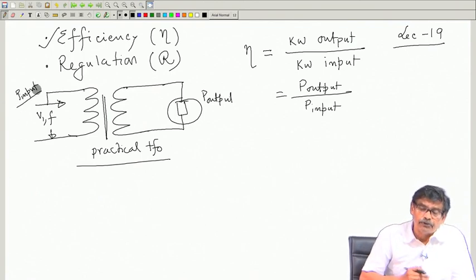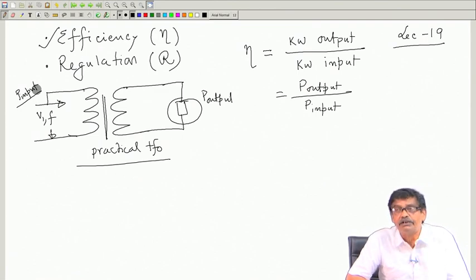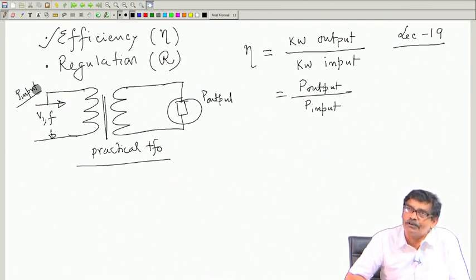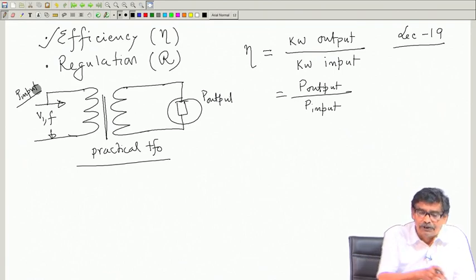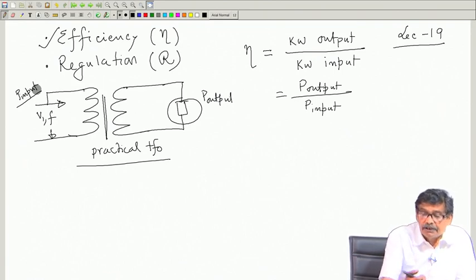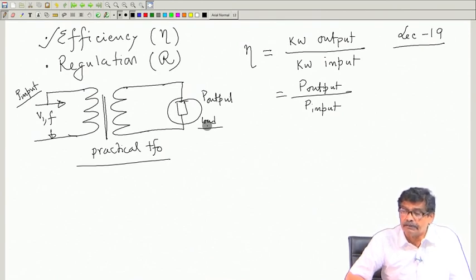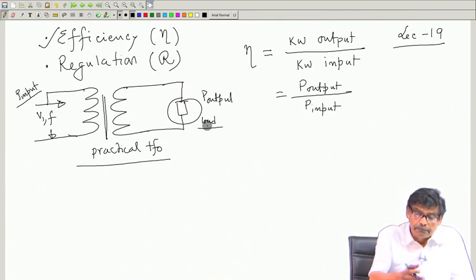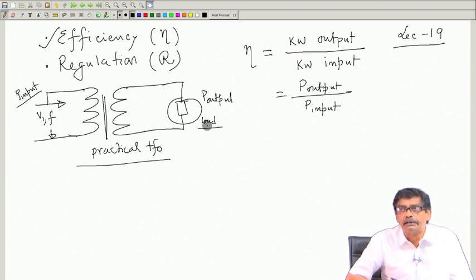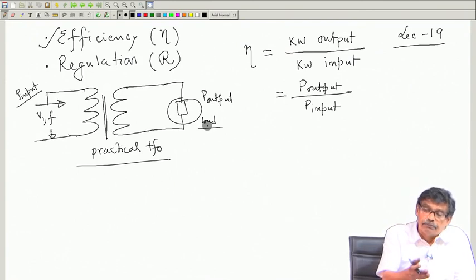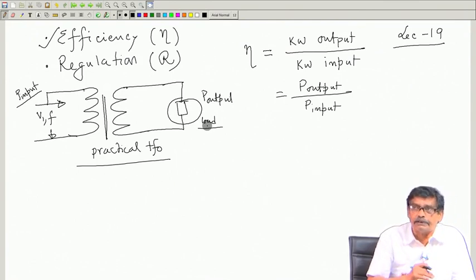And this efficiency, of course, if it is an ideal transformer, will be 100%, because there is neither core loss, winding resistances are neglected, copper loss is also absent. So, whatever power will be drawn from the supply will be dumped to the load. So, this is your load, efficiency would have been 100%. But in a real practical transformer, we have seen that when the transformer will be operating, both core loss and copper loss will be present.